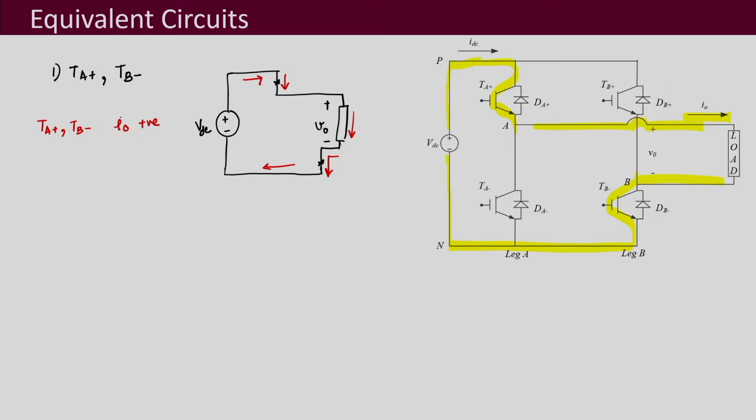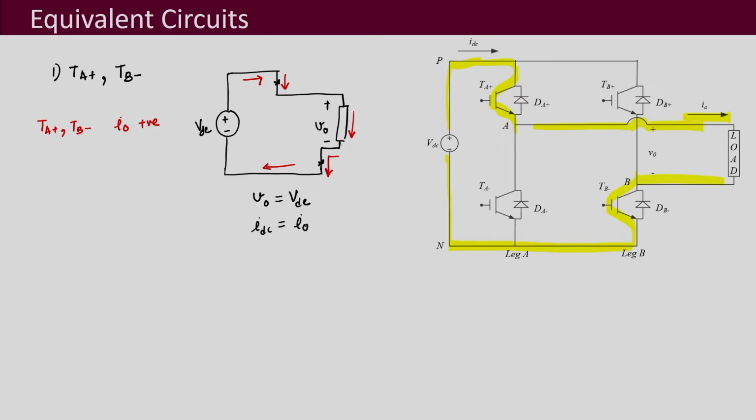And what is the voltage across the output here? What we see is that these two are shorted. So, the output voltage VO is equal to VDC, and what will be the current? This current over here, the IDC current, is the same as the load current. So, therefore, we can write IDC equal to IO.